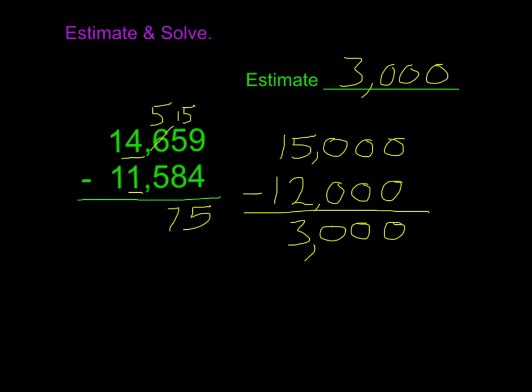And then we have our 5 in the hundreds column. Subtract 5, which is going to be 0. And in our thousands column, we have 4 subtract 1, which is going to give us a 3. And in the 10,000s column, we have 1 subtract 1, which will be 0, giving us a difference of 3,075.